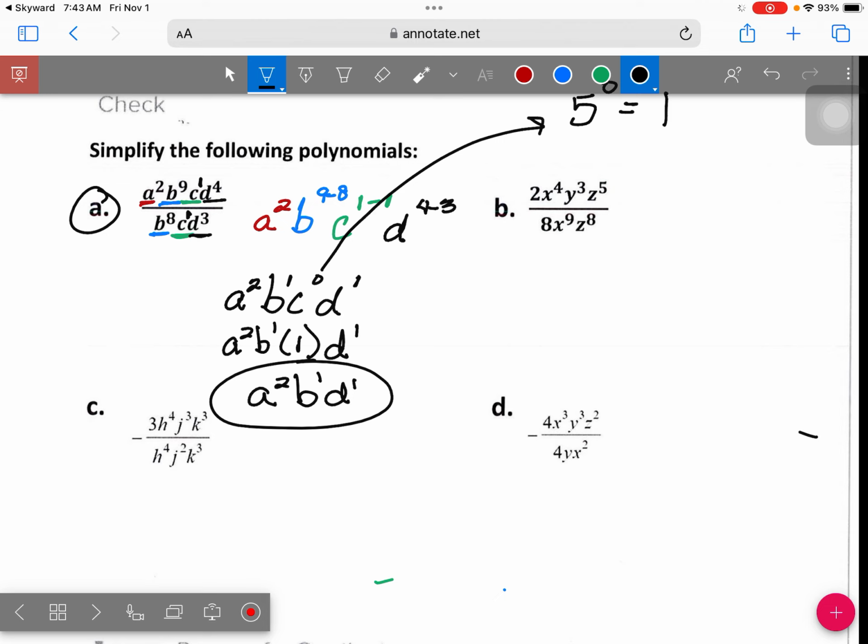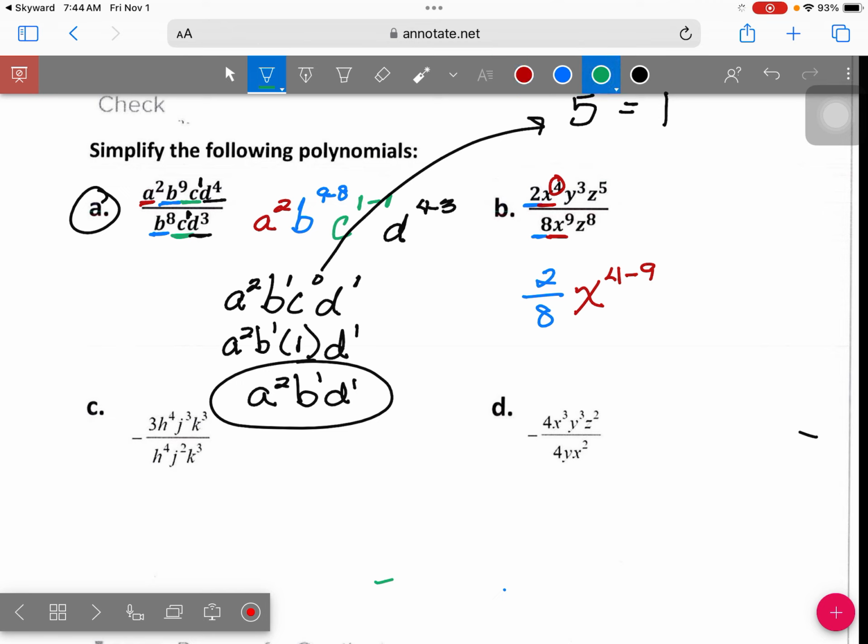Any questions on that? All right, let's take a look at B. So I look at my coefficients. I have a 2 and an 8. So I just write those out in fraction form for now. So 2 divided by 8. I have an x to the 4th and an x to the 9th. So this is going to be times x. You take the top one, which is 4, minus 9.